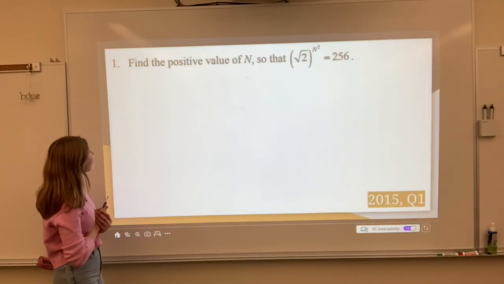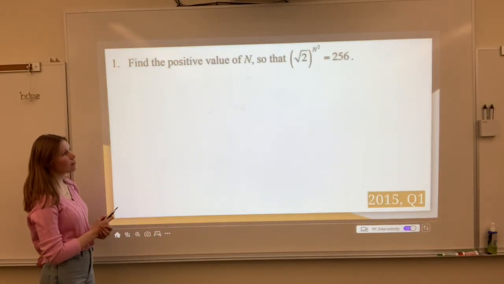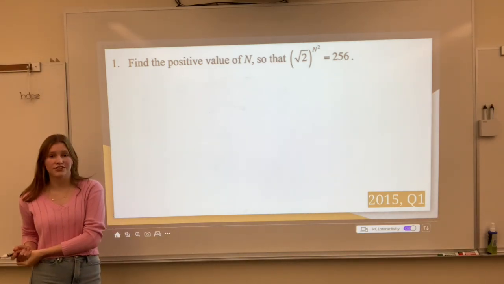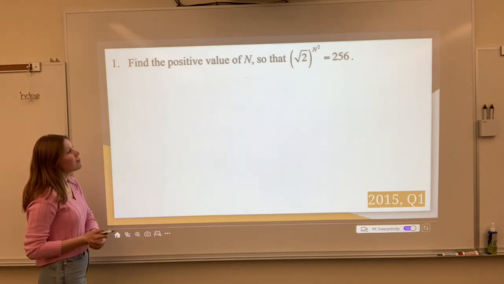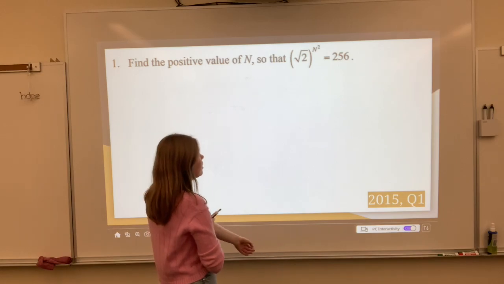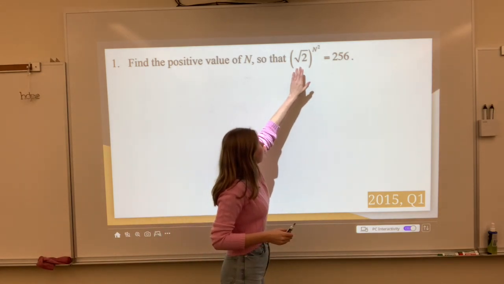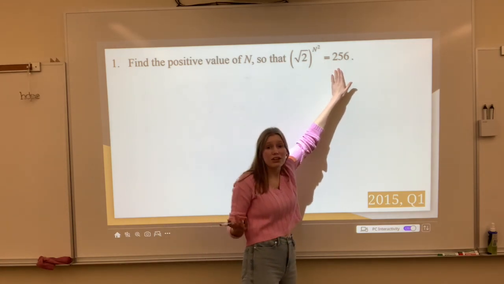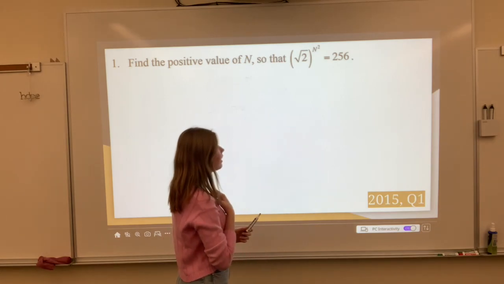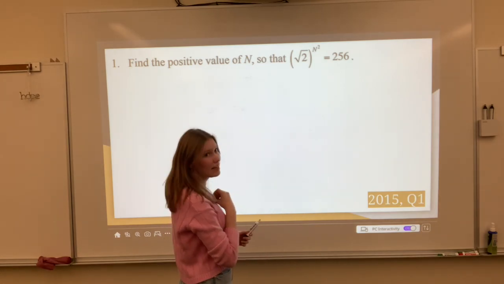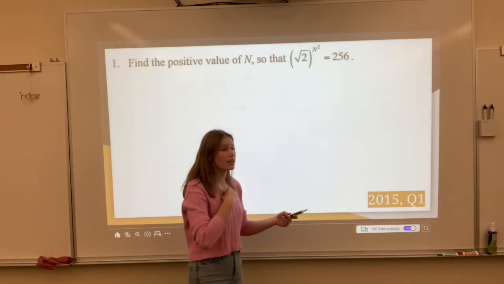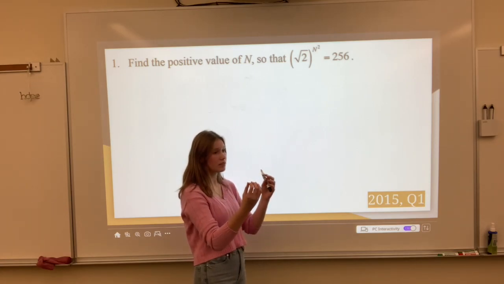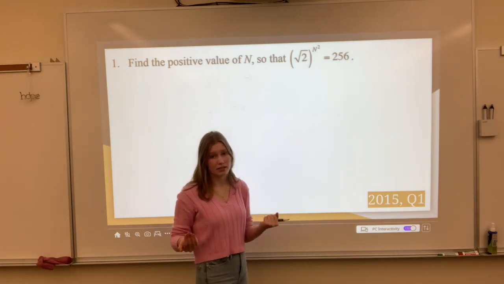All right, find the positive value of n so that the square root of 2 to the n squared is equal to 256. All right, this is a little scary to look at first. You have a square root in here, you have an exponent raised to an exponent, and then you have a pretty large number over here. So, let's just start out by thinking about what we've done in the last few problems. We have ended up getting our exponents to be set equal to each other because they share a base.